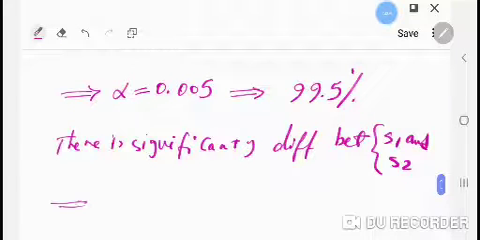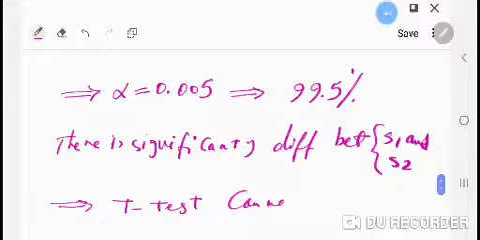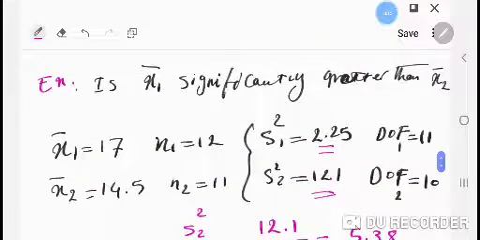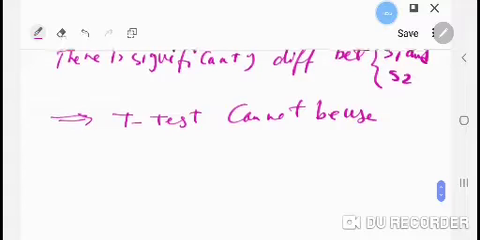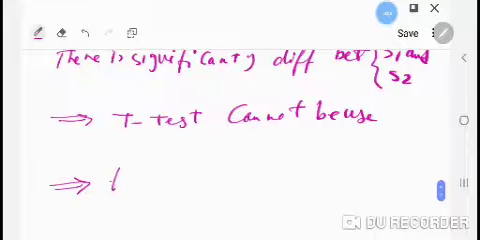Therefore, the t-test cannot be used for determining the significant difference between these two averages. Therefore, we might use the tangent theta test or the Welch test.